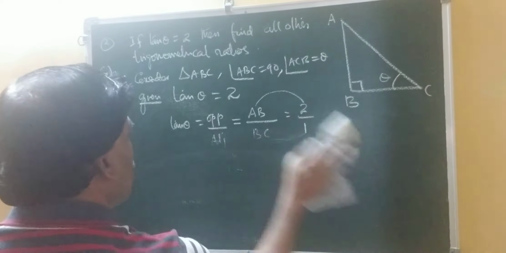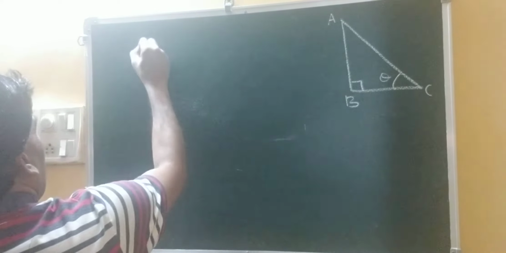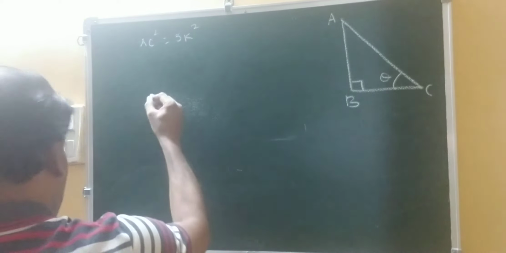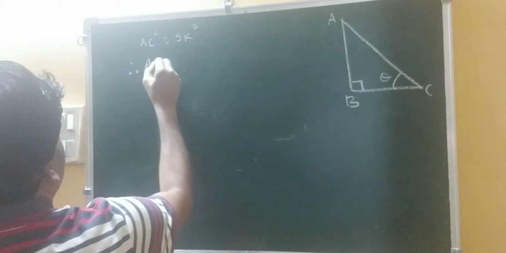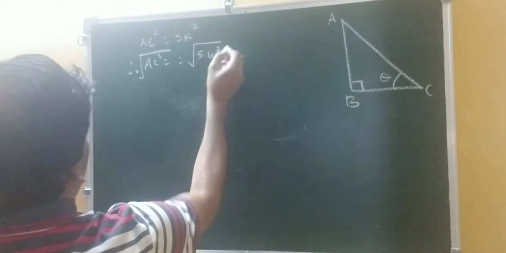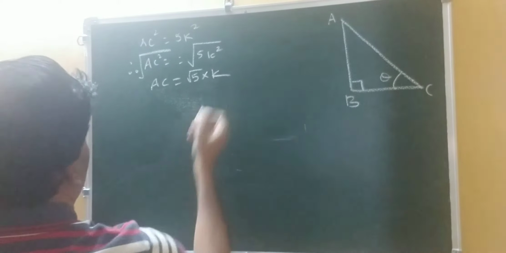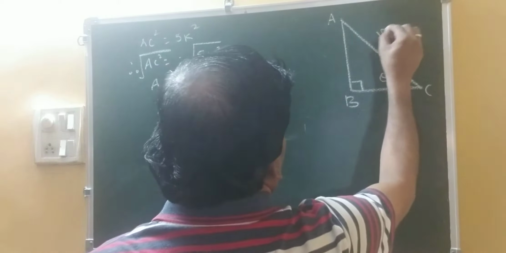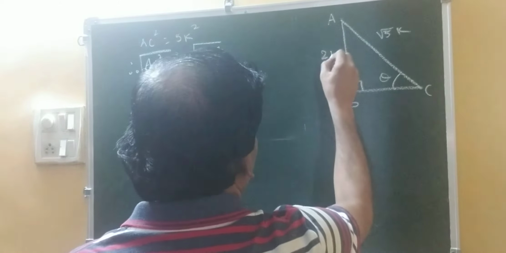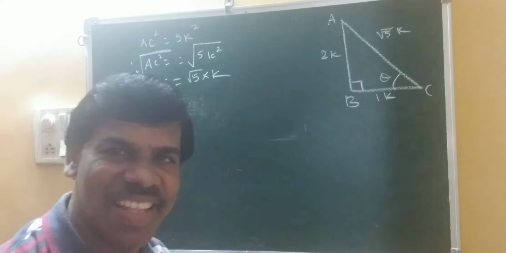Look at this. AC square equal to 5k square. Therefore, what is AC? AC equal to root 5 into k. This is AB, 2k. This is BC, 1k. Now, can you find out all other ratios?